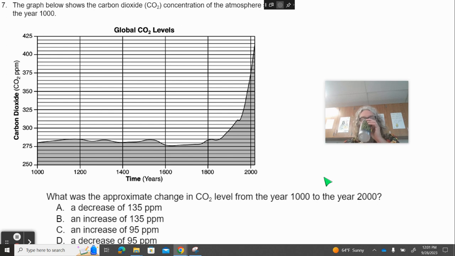The graph below is number 7. The graph below shows carbon dioxide concentration in the atmosphere since the year 1000. What was the approximate change in carbon dioxide level from the year 1000 to the year 2000? Was it a decrease of 135 parts per million? An increase of 135 parts per million? An increase of 95 parts per million? Or a decrease of 95 parts per million?